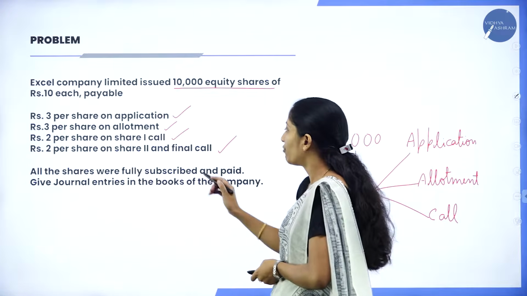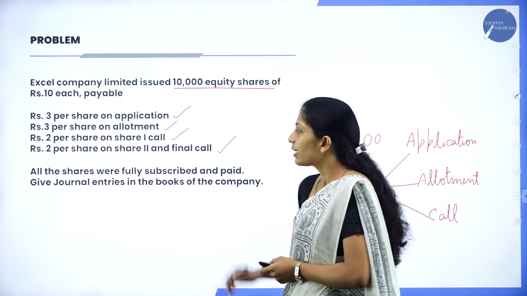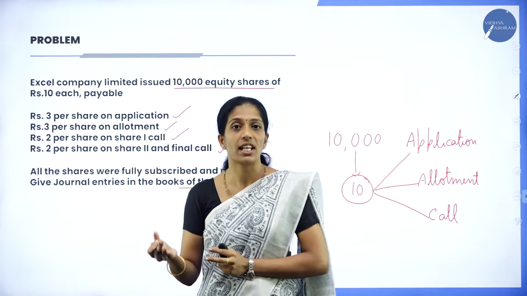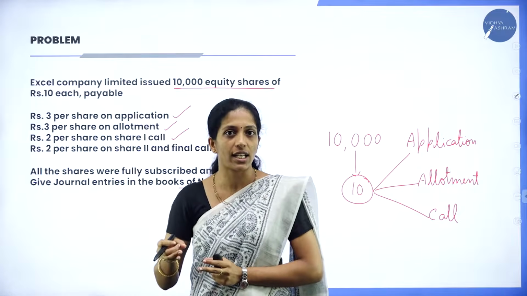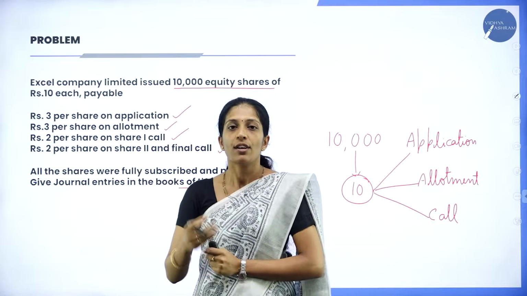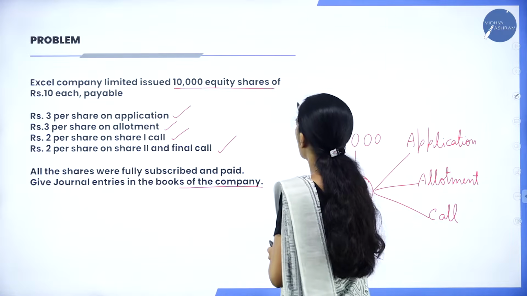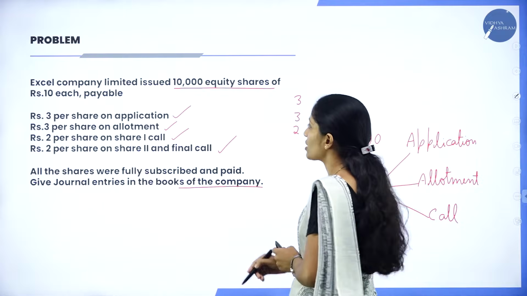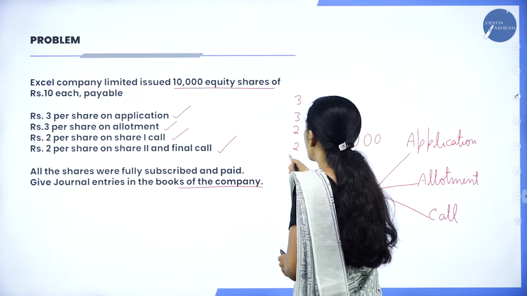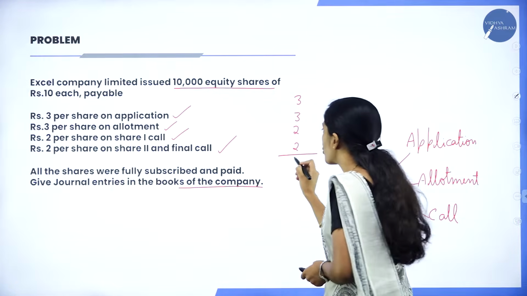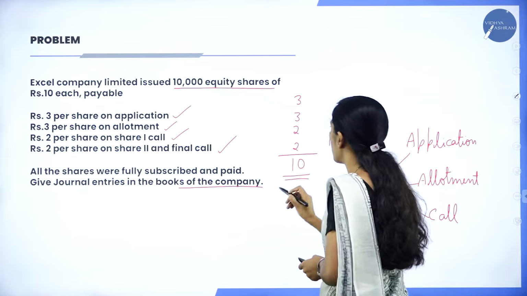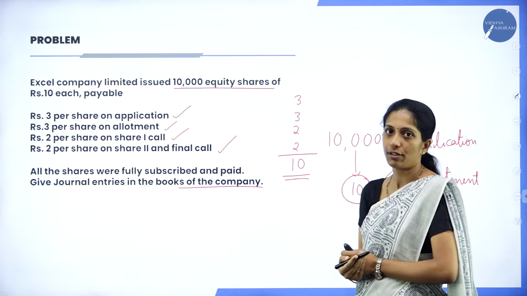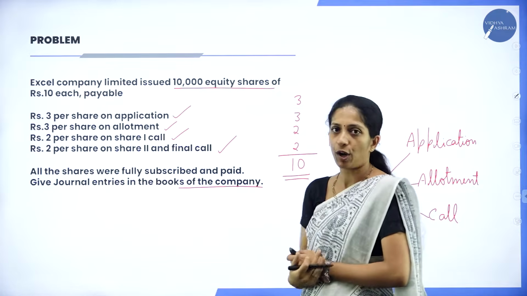All the shares were fully subscribed and paid. Give journal entries in the books of the company. So we have to record the journal entries at different stages in the books of the company. As I told you, 3 on application, 3 on allotment, rupees 2 on first call, and rupees 2 on second and final call. So the total amount is how much? 10 rupees. 3 plus 3, 6. 6 plus 2, 8. 8 plus 2, 10 rupees. So this is about the problem.